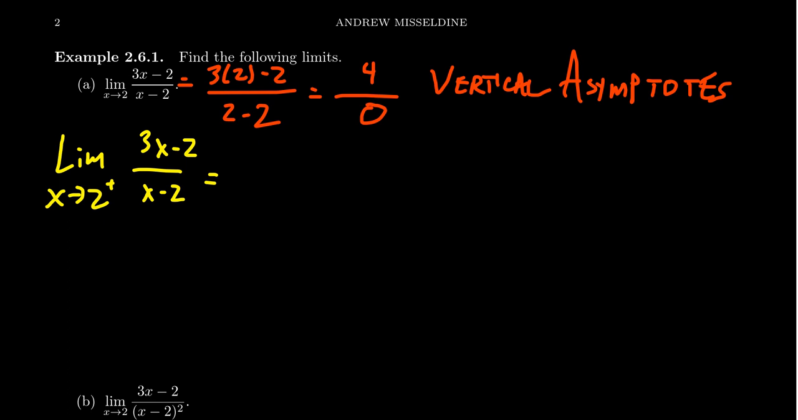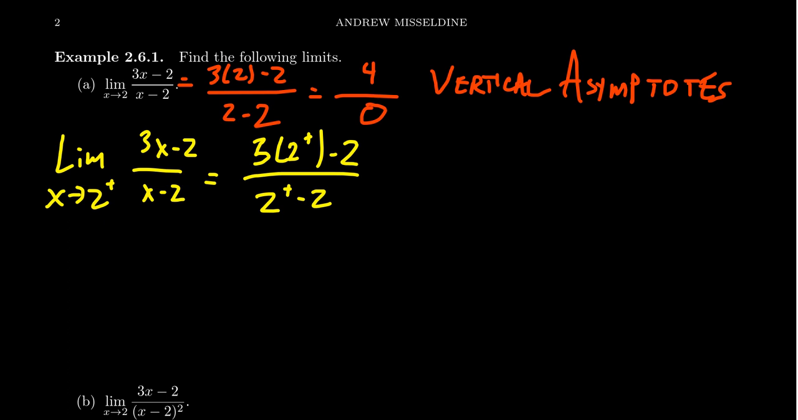What we're going to do is, since we're approaching 2 from the right, we're going to plug in what we will denote as 2 plus. So we're going to get 2 plus minus 2 over here, all right? And we can do that in the numerator as well. It's not actually necessary in the numerator, but we'll just do it for the sake of it.